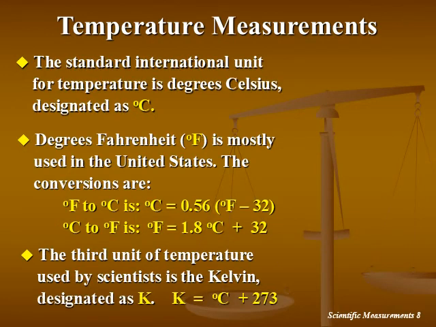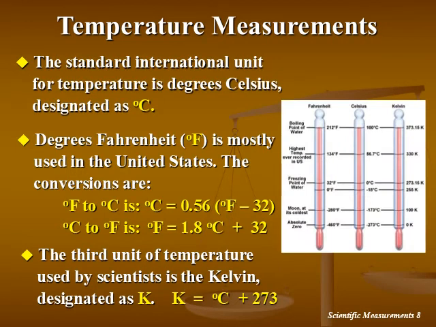The third unit of temperature used by scientists is the Kelvin, designated by the letter K. The Kelvin scale is based on absolute zero, the temperature at which all particle motion ceases. Therefore, the temperature in Kelvin is always expressed simply by the capital letter K with no degree sign. To convert to Kelvin from degrees Celsius, simply add 273 to degrees Celsius.